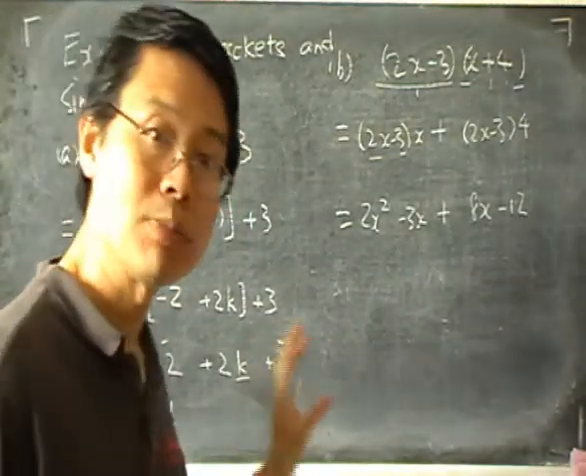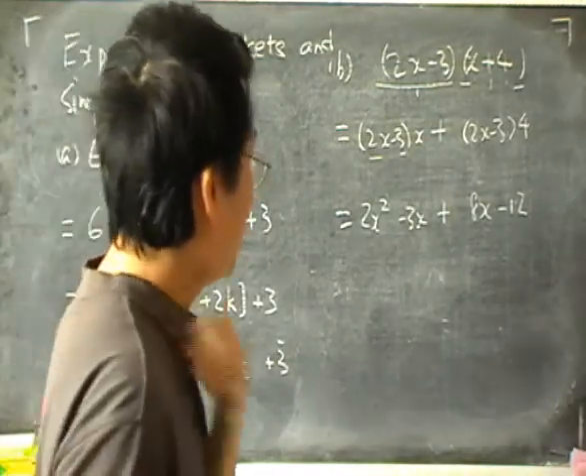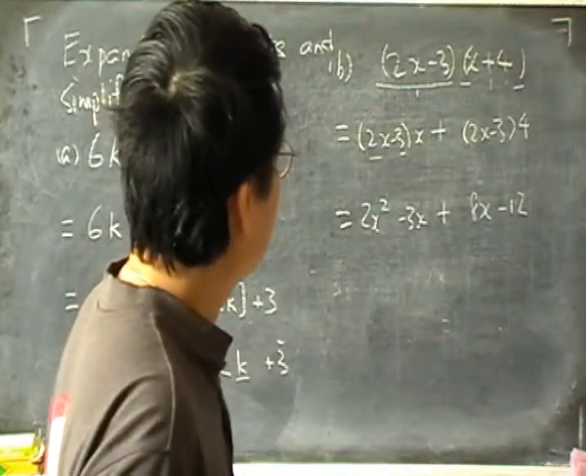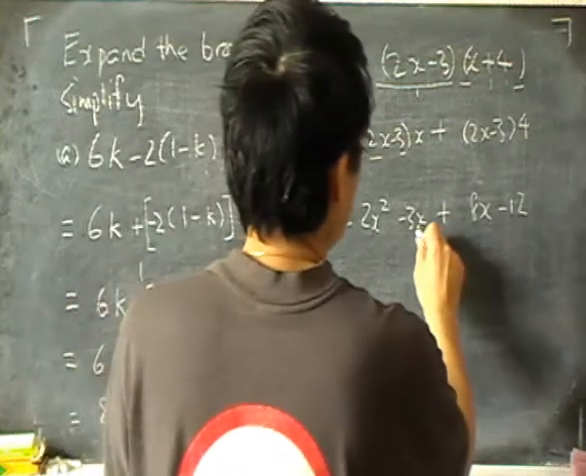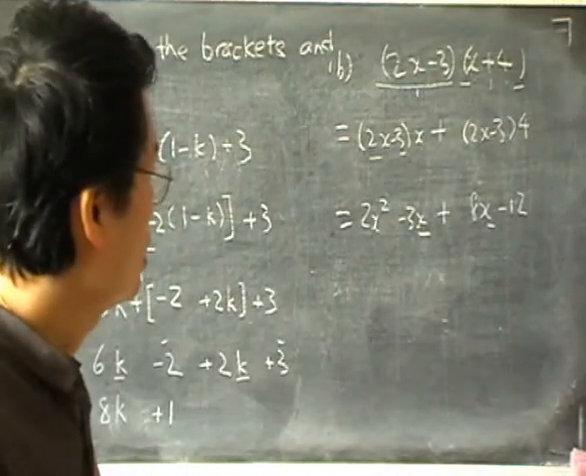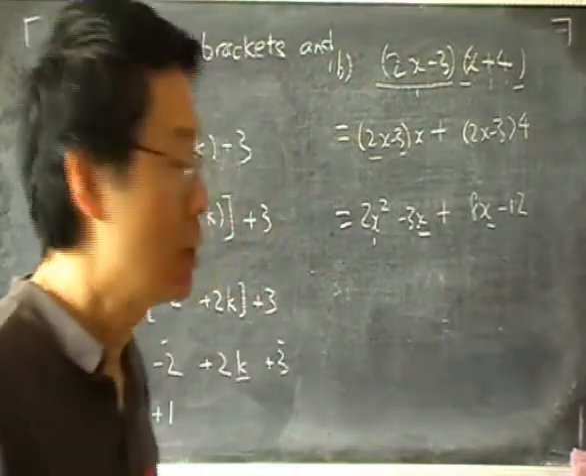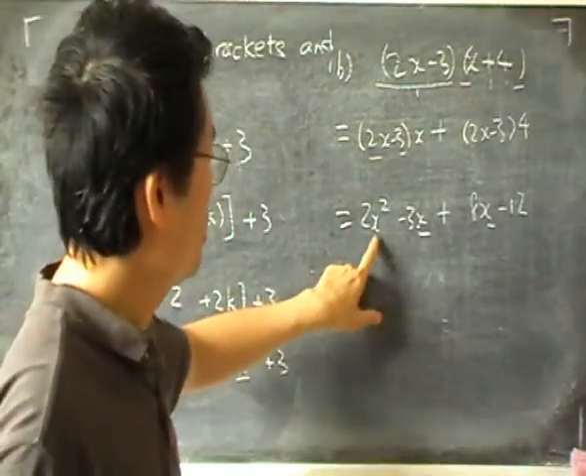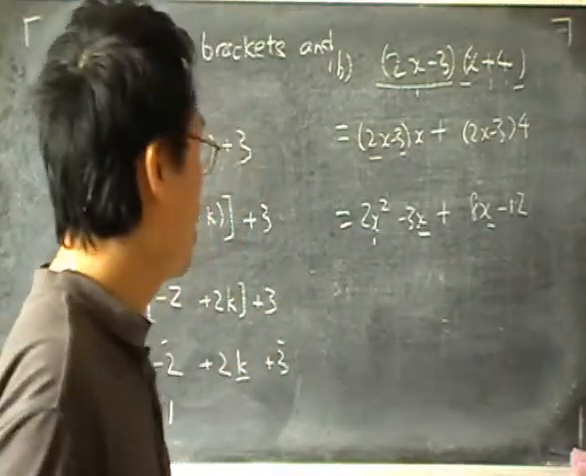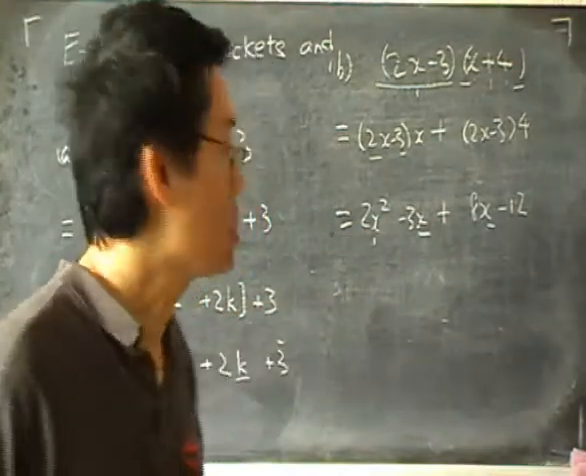Finally, we should simplify this if possible. And to do that, we look for like terms. Now, those two terms contain x, so they would be like terms. Actually, the first term also contains x. But it does not only contain x, it contains x squared. And in algebra, we think of x squared and x as unlike terms.